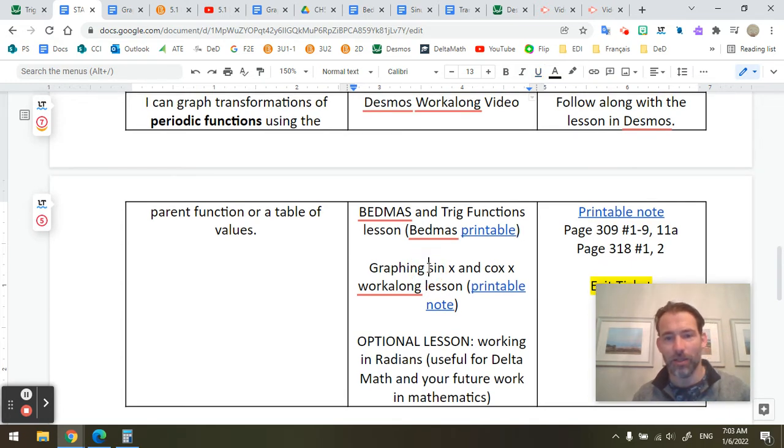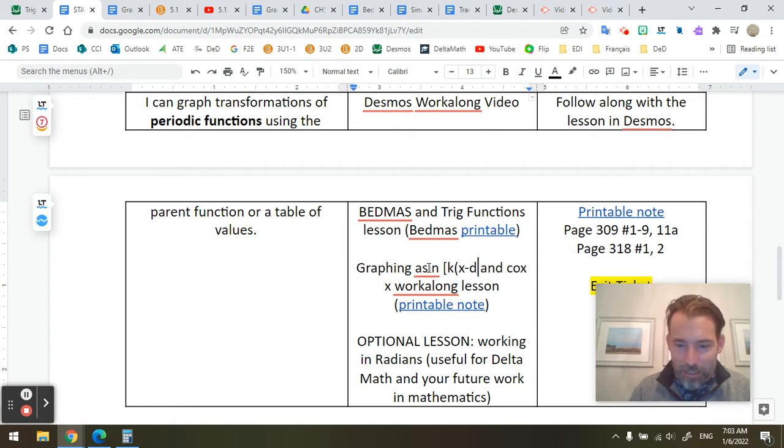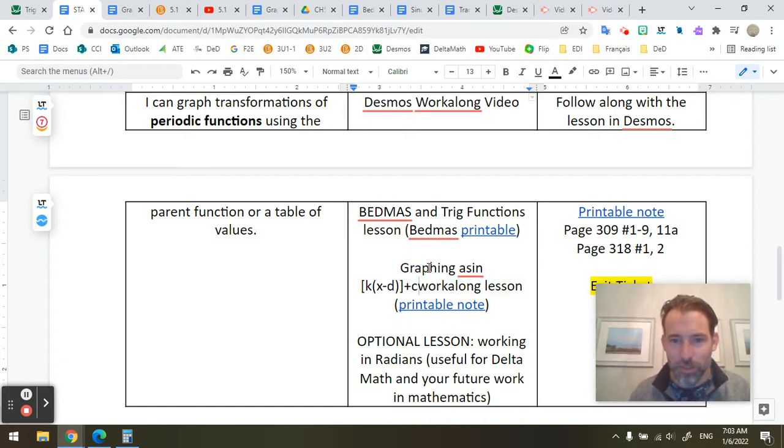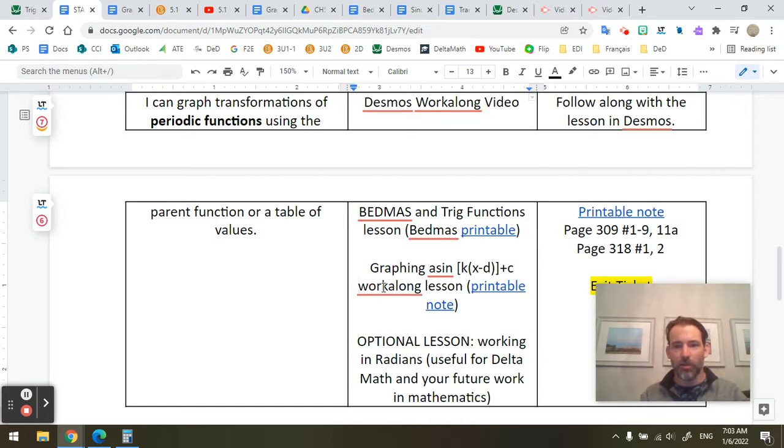Graphing a sine x is a square bracket k round bracket x minus d round bracket, square bracket, plus c, okay? And we can also think about cos x as well, but just think about a sine. So we're going to graph these transformed functions.